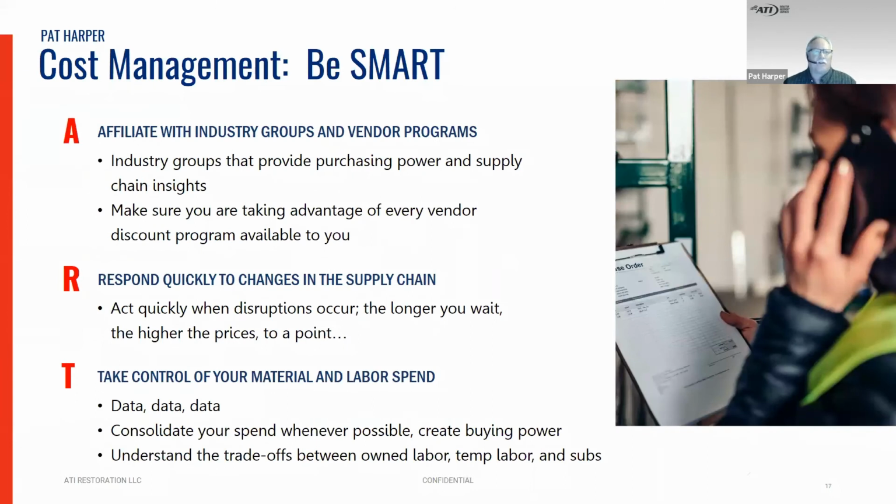The A is for affiliate yourself with industry groups and vendor programs. Okay, so there's a lot of good industry groups out there, especially if you're a smaller company. You can get purchasing power by joining. These are usually a nominal fee to join some of these groups, and supply chain insights, as we talked about. Right, you can start to see what's going on in lower level supply chains. They'll have newsletters and information.